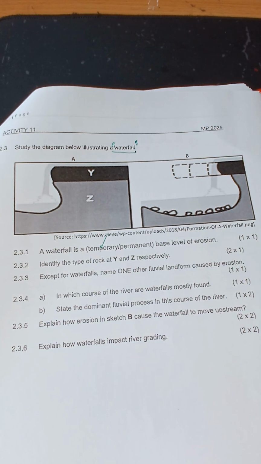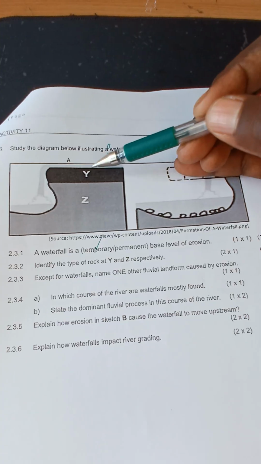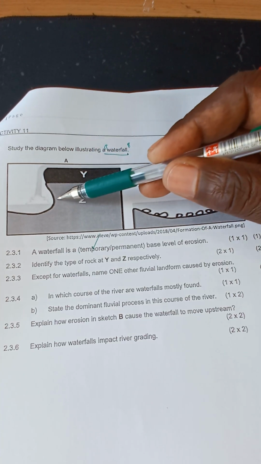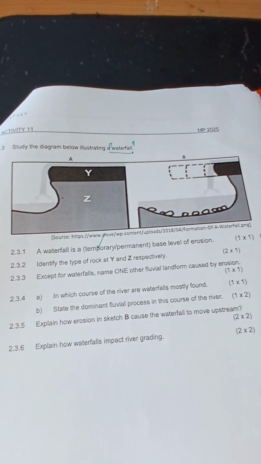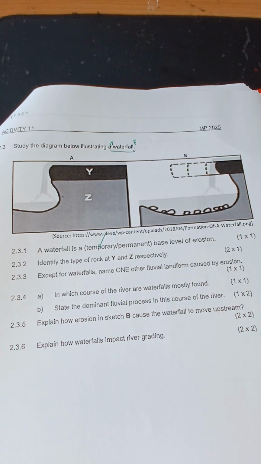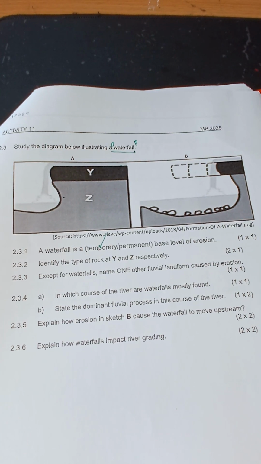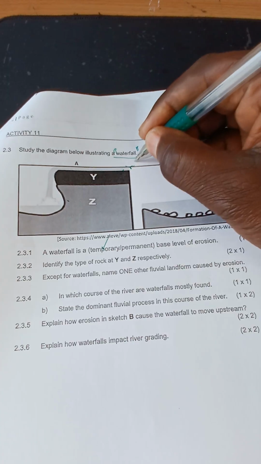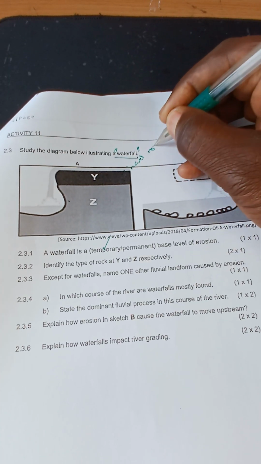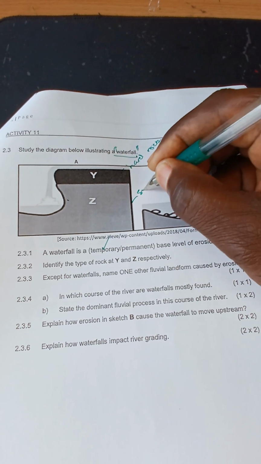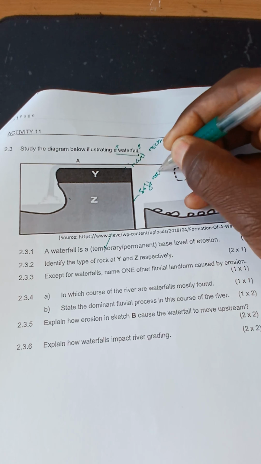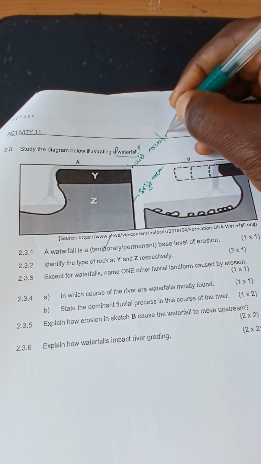Okay. Identify the type of rock at Y and Z respectively. So Y is your resistant rock. That's why it takes time to erode as compared to Z. So Y is resistant rock. This is hard rock or resistant rock, whichever way you call it. And this is soft rock.